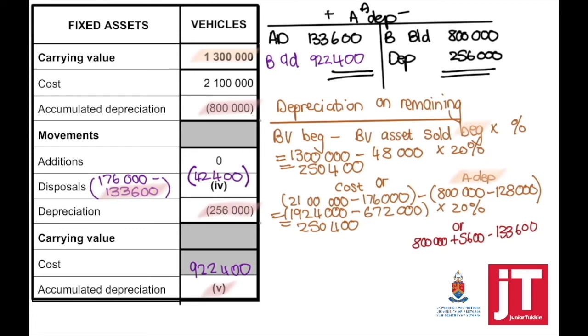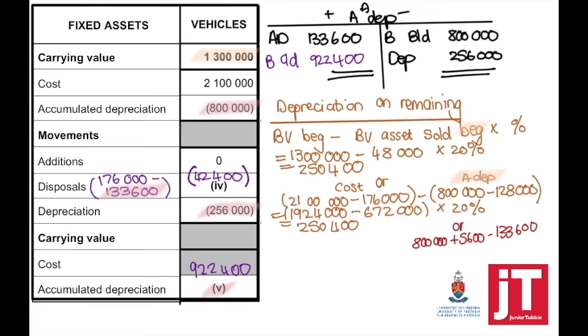There's another way that I could work this out. If we just look at the accumulated, we could also say 800,000 in the beginning plus the updated depreciation minus the 133,600.